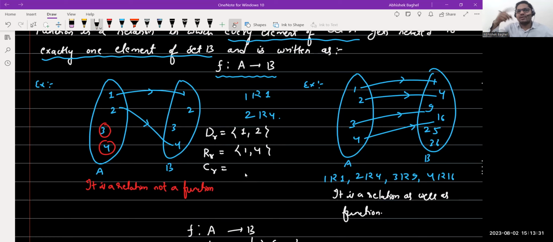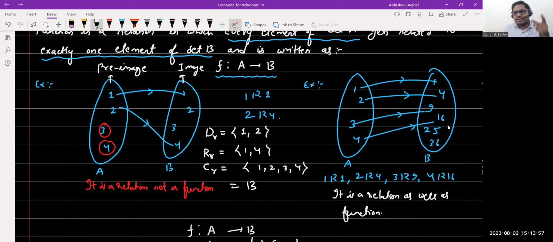While codomain is nothing but what? Whole side B is the codomain, so it is 1, 2, 3, 4. That's it. Clear? Whole side B is the codomain. Sometimes we call this side B the image, right? And side A is nothing but the pre-image. Clear?